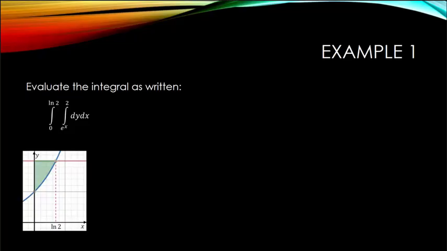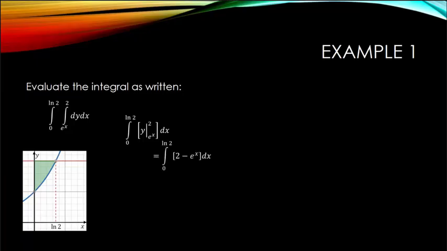This is a graph in quadrant 1 between x equals 0 and x equals the natural log of 2 of the area bounded on the bottom by the curve e to the x and on the top by y equals 2. My inner integral is y evaluated from e to the x to 2. I plug that into my outer integral and I get the integral from 0 to the natural log of 2 of y evaluated between e to the x and 2 dx.